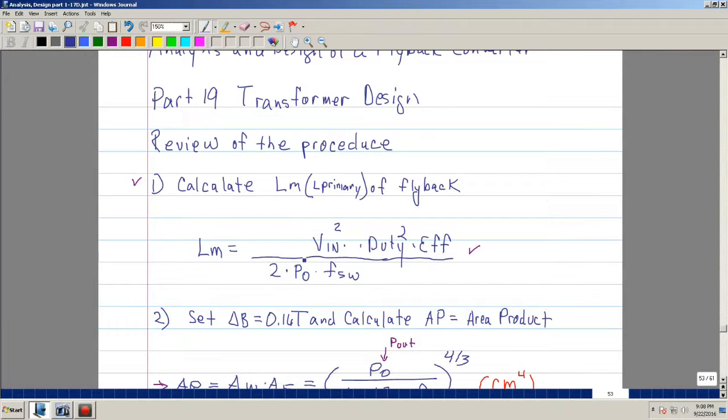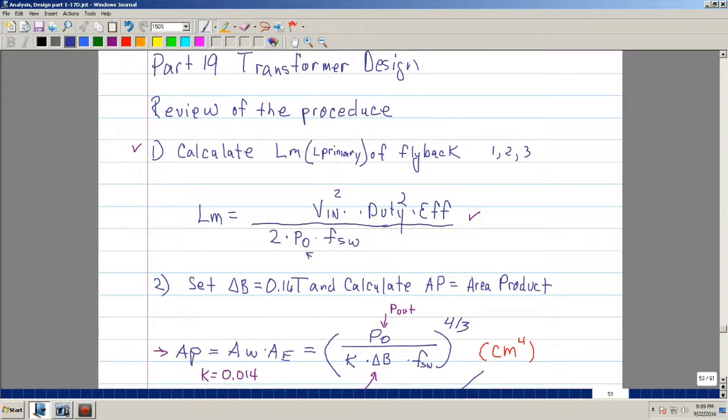Okay, so the first step is we calculate LM, or actually the primary inductance of the flyback. So videos 1, 2, and 3 are basically the analysis and derivation of this equation. The equation that I have here is a little bit different. I went ahead and condensed it in terms of P out and so forth, but you can use this equation as well.